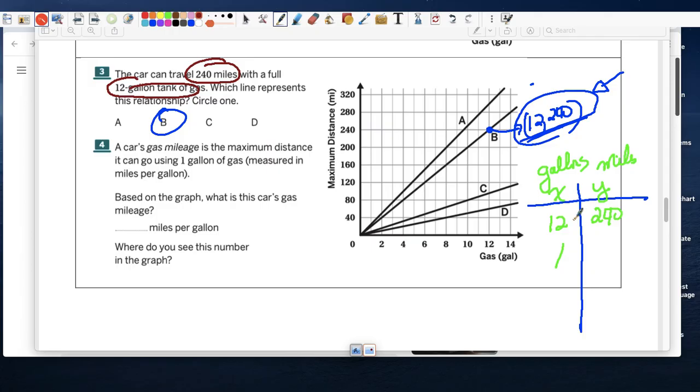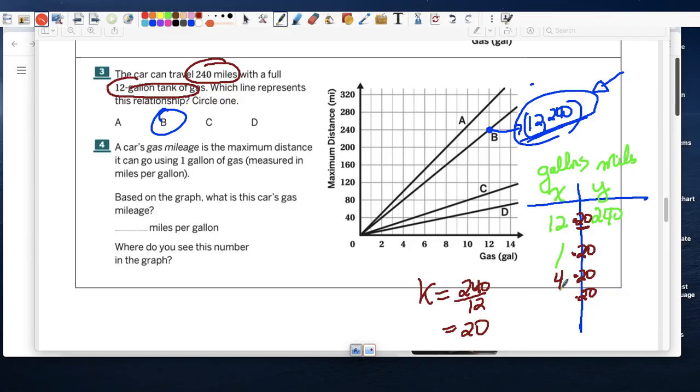Well, you need to find the constant of proportionality, this number right here. How do I find that number? 12 times something is 240. How do we find that factor? Well, remember, to find K, our constant of proportionality, our unit rate, we take the Y value, which is 240, divided by 12. And if you do that, you get 20. So I can go ahead and put a 20 over here. So now I know that no matter what, it's always going to be times 20.